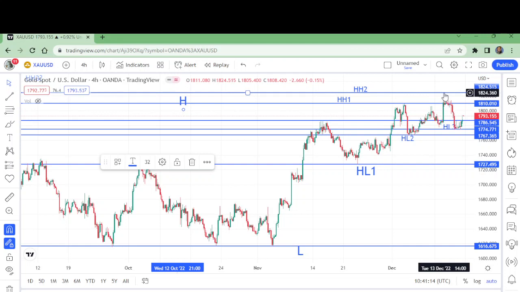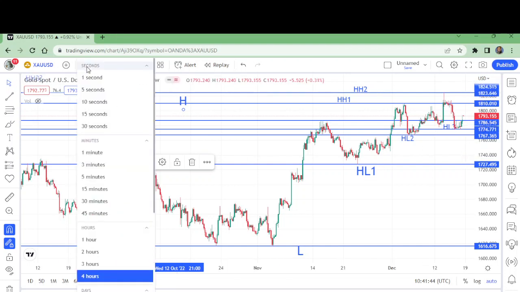Market came down again for higher low 3 around 1773. Now the market is heading towards higher high 3, and let us move to the daily time frame to know probable level for this high.